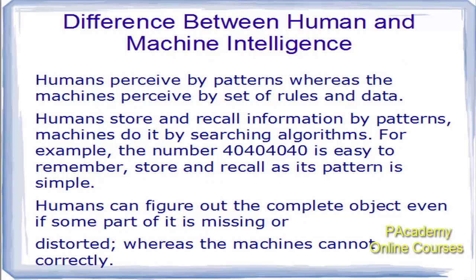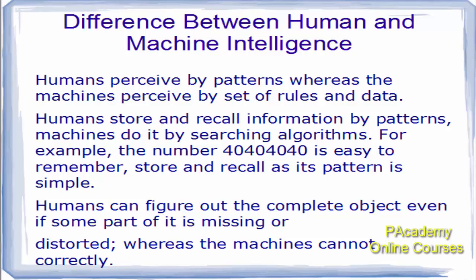The difference between human and machine intelligence. So what is the difference between human and machine intelligence? Humans perceive by patterns, whereas machines perceive by a set of rules and data. Humans store and recall information by patterns. Machines do it by searching algorithms. So there is a search algorithm which a computer will go and search. If you type something in a Google search engine, it will search all the databases, all the websites for that information, and it will bring out that information. That's how a machine works. That's how the artificially intelligent Google search engine works.